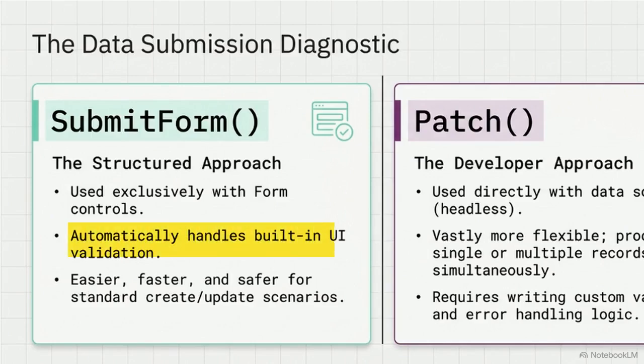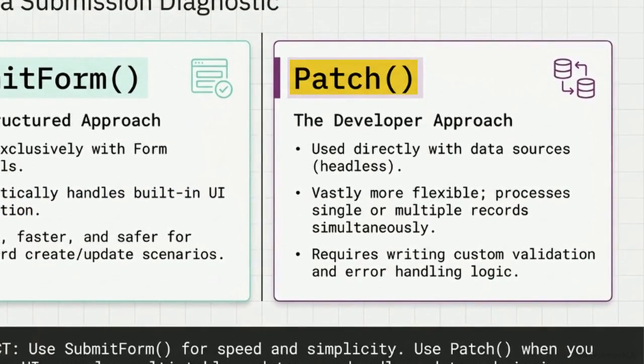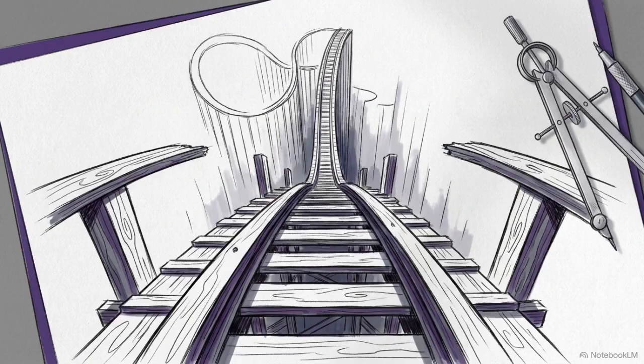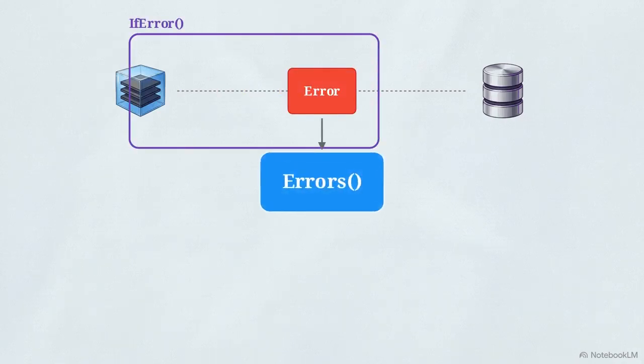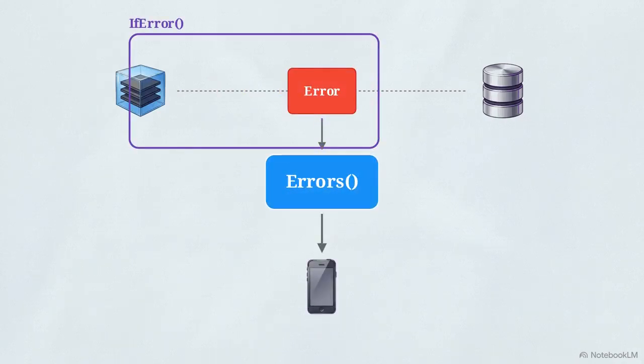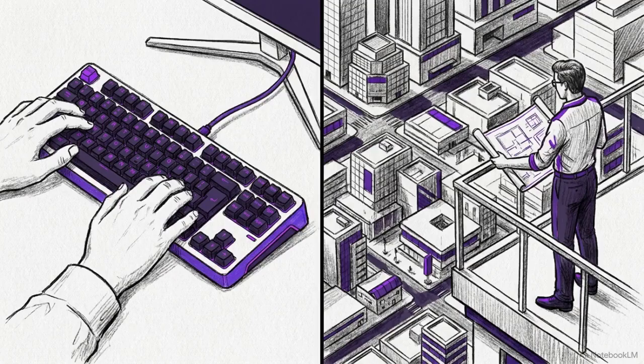You take on the burden of writing custom if-error and errors logic to capture specific data source failures and surface them to the user. Knowing how to write a patch statement makes you a developer. Knowing exactly when the business logic demands it makes you an architect. A perfectly functioning app will still fail user adoption if it takes too long to open. Perceived load time is the metric that immediately exposes a poorly architected system.